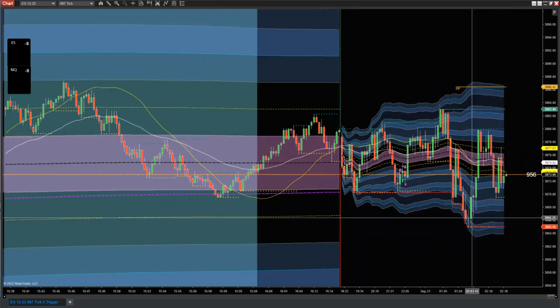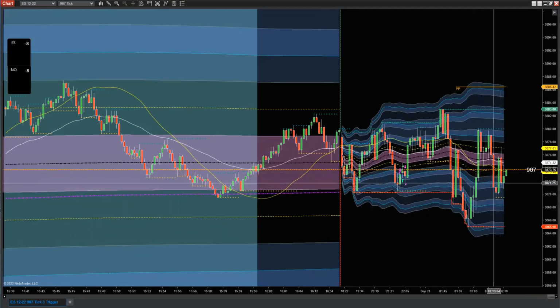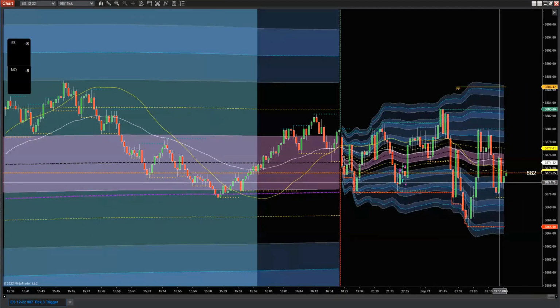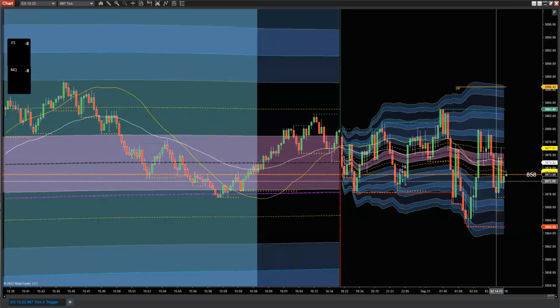So same thing here. Went up, went down here. Most likely this is going to come back up. Tested the -1. Then try to test the VWAP here again. It looks like. Let's see if it does that.